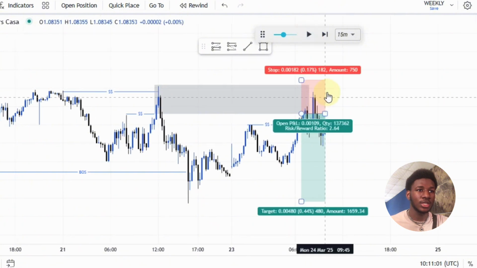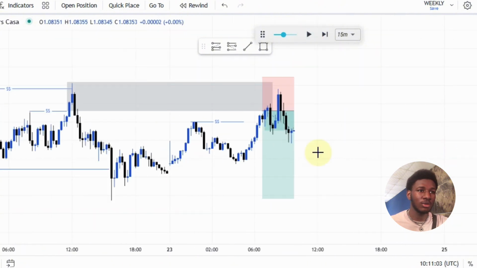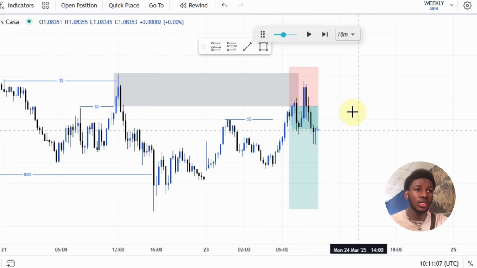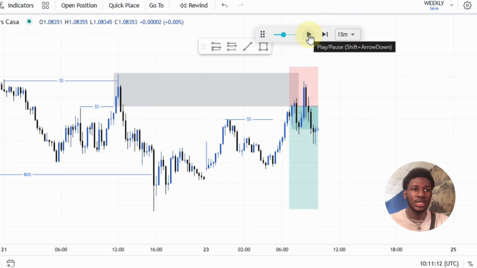Price almost stopped you out, guys. This is the reality of trading. I was in this trade while I was in profit, and then I went to do something, I came back and I saw that price almost stopped me out. So that's how crazy trading is, guys. And I think the set and forget strategy has to be the best thing. Just set your trade and forget it. Go and do something else with your day.